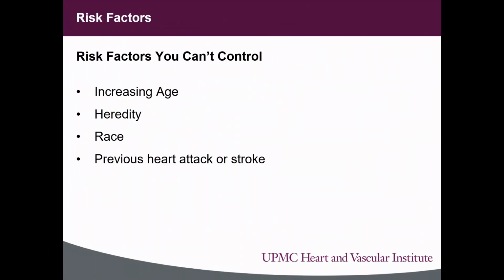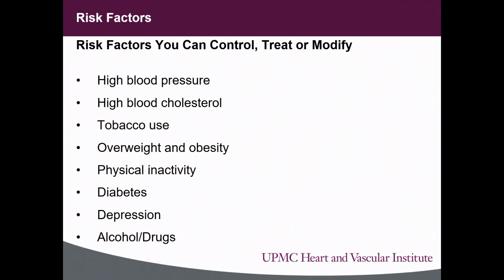So in terms of risk factors, what are the risk factors you can't control? Certainly increasing age, there's nothing we can do about. Heredity, race, and previous heart attack or stroke. When somebody has these issues, certainly they are at an increased risk and nothing we can change. However, there are a number of risk factors, even more, that we can control, treat, or modify. And those include things like high blood pressure, high blood cholesterol, tobacco use, overweight and obesity, physical inactivity, diabetes, depression, alcohol, and drugs.